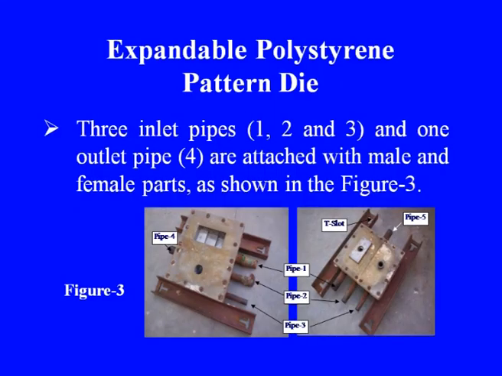Polystyrene beads were fed into the die cavity through a pipe which is connected at the top of the male part. At the four corners of the die, T slots are fabricated to hold both male and female parts of the die in the press.